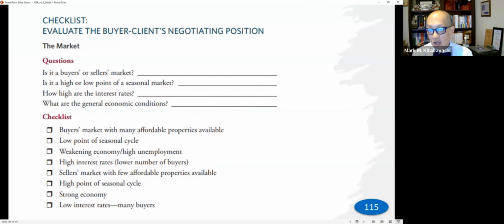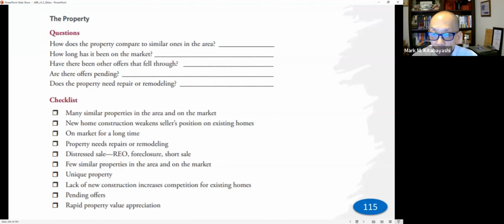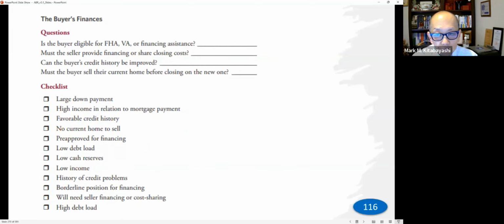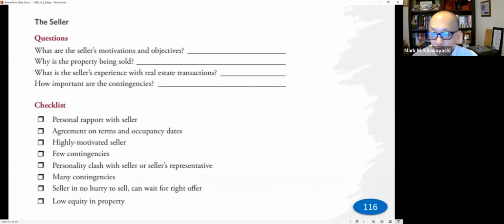See, these are the checklist evaluation methods. It's on page 115. This is a checklist that we talked about that you could use for the buyer, for the property, and to talk about the buyer's financing. The seller questions, meaning if we know about the seller's information.